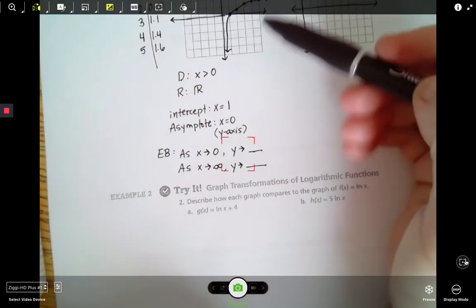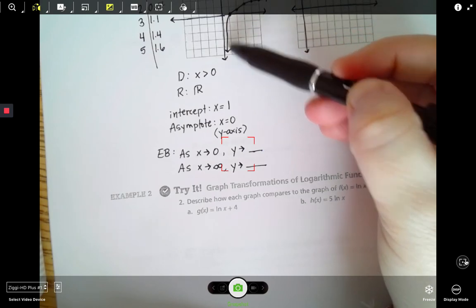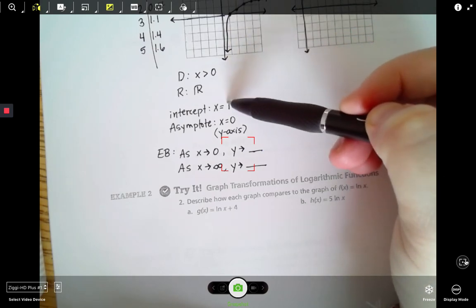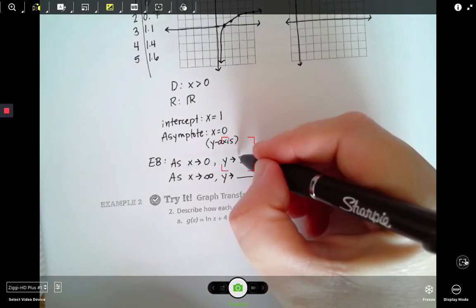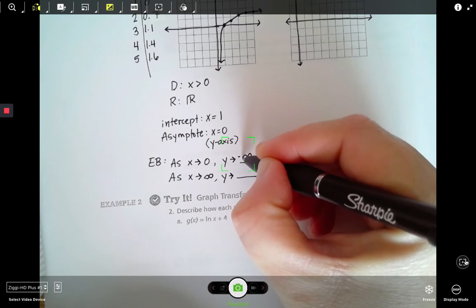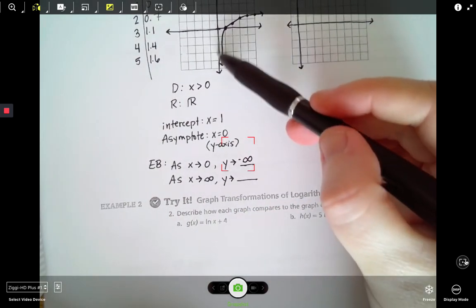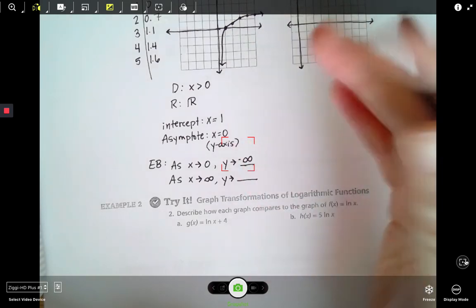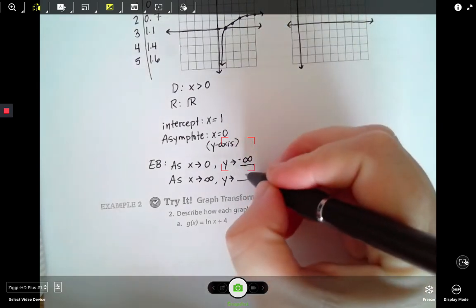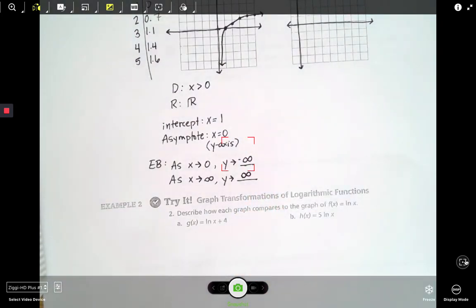So let's look. As x is getting closer and closer to 0, so that's closer and closer to this y-axis, our y values are getting smaller, right? Because it's going down. I see that? So we would write negative infinity. And as x is getting larger, it's going up this way. That also means that my y values, doesn't look like they're getting much larger, but they're slowly but surely getting much larger. So that would be positive infinity.